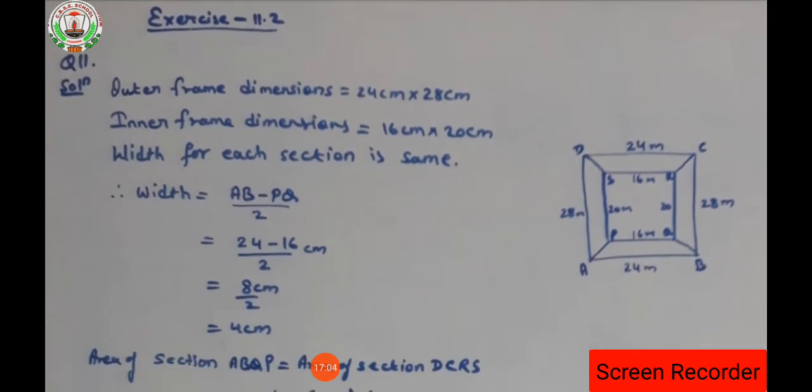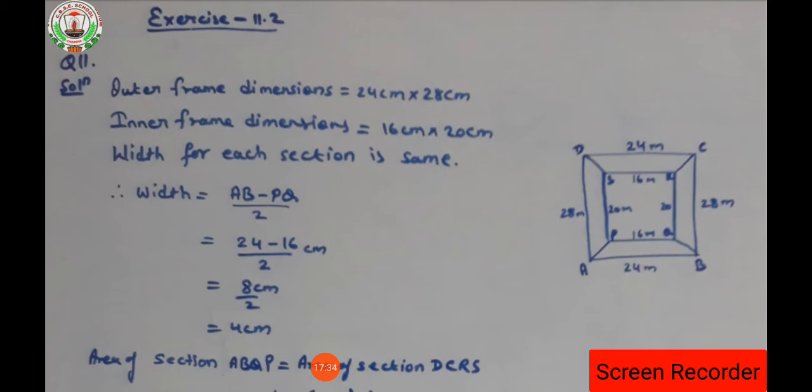Now the last question of this exercise is the diagram of the adjacent figure. The outer dimensions are given as 24 centimeter into 28, and the inner dimensions are 16 centimeter into 20 centimeter. You have to find the area of each section, that means the inner section and outer sections. The condition here is that the width, that means breadth, is the same.